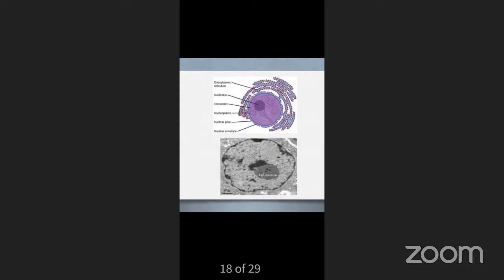So messenger RNA carries genetic information from the nucleus to the ribosomes for protein synthesis. So it functions as the messenger RNA, that's named as mRNA. It contains 5 to 10% of the total quantity of the RNA present in the cytoplasm.